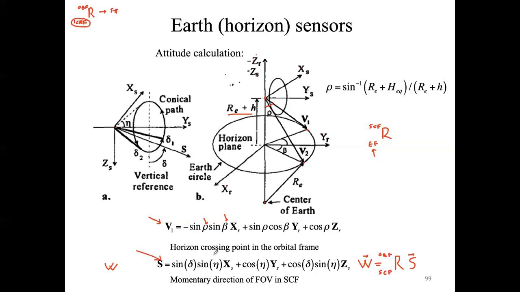The other angle is eta. Eta is known because it's the cone angle that is given by the design of the sensor itself. So eta is known, delta is measured by the sensor. You are able to determine the unit vector of the crossing point with respect to the sensor reference frame. So we have now two unknowns. The first unknown is rho. The second unknown is beta.